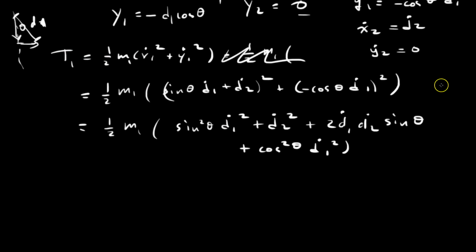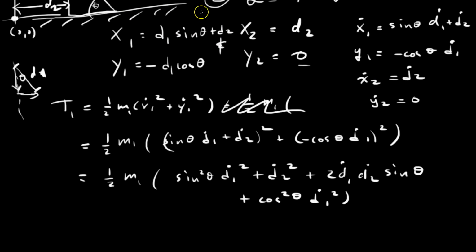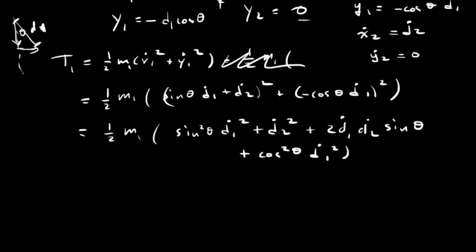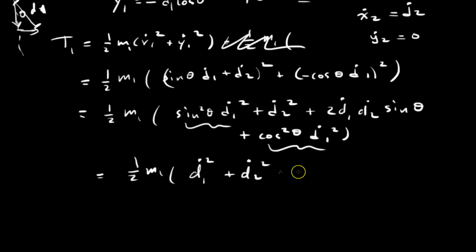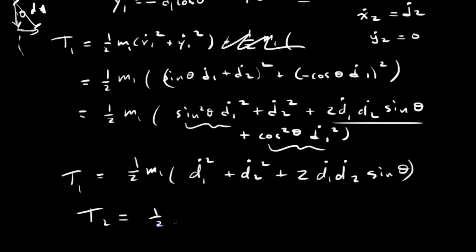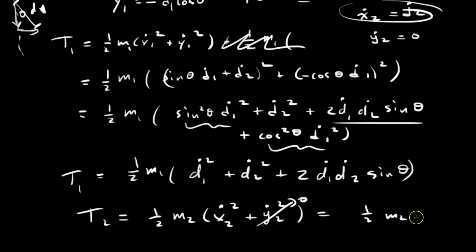The only hard part was finding x in terms of our generalized coordinates. Now we just plug it into the kinetic energy and simplify a bit. We have sine squared and cosine squared, so this just becomes d1 dot squared plus d2 dot squared plus this term, 2 d1 dot d2 dot sine theta. Very easy. That's the kinetic energy of the first one. The kinetic energy of the second one is just 1/2 m2 times x2 dot squared plus y2 dot squared. y2 is 0, and x2 dot is d2 dot, so it's 1/2 m2 d2 dot squared.